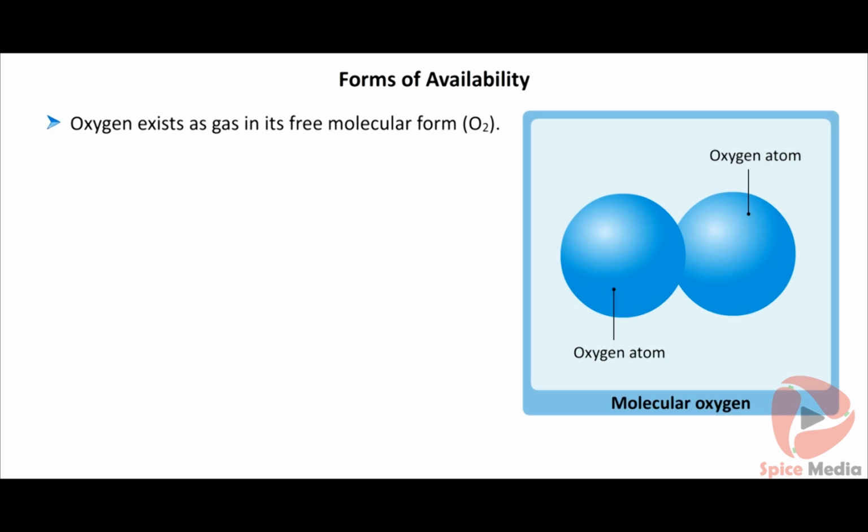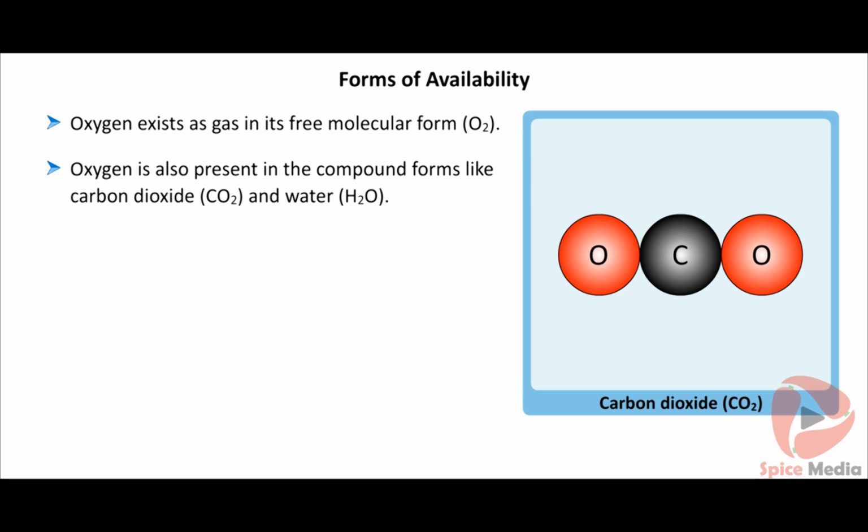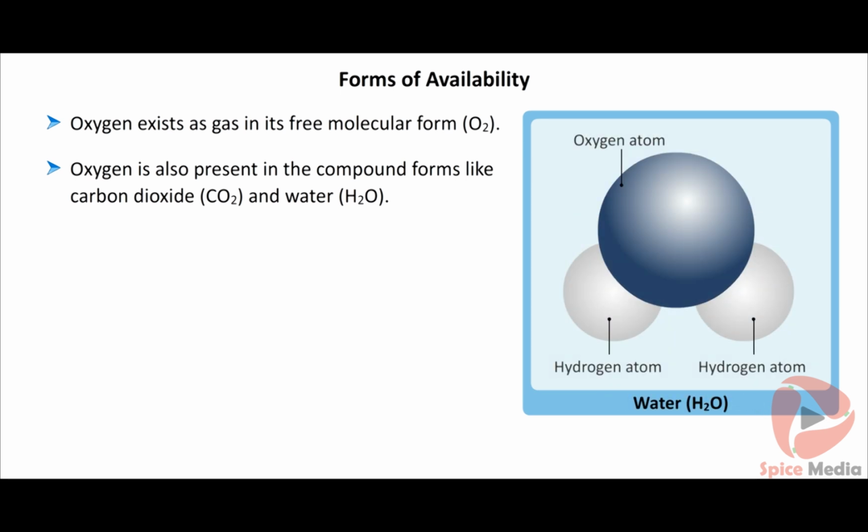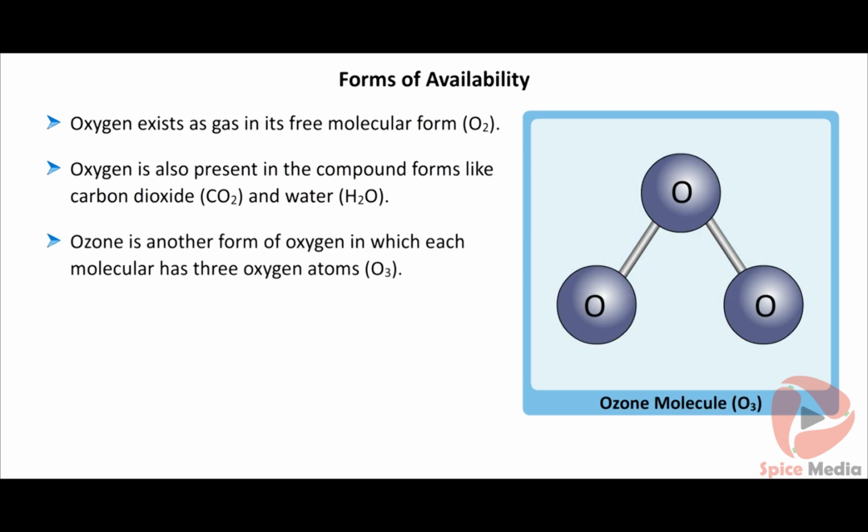Oxygen exists as a gas in its free molecular form. Oxygen is also present in compound forms like carbon dioxide and water. In the upper layers of the atmosphere, oxygen is converted to ozone. This is another form of oxygen in which each molecule has 3 oxygen atoms.